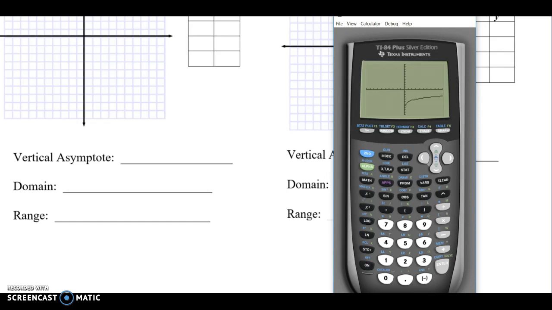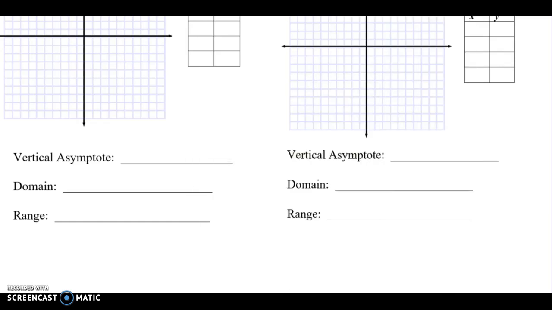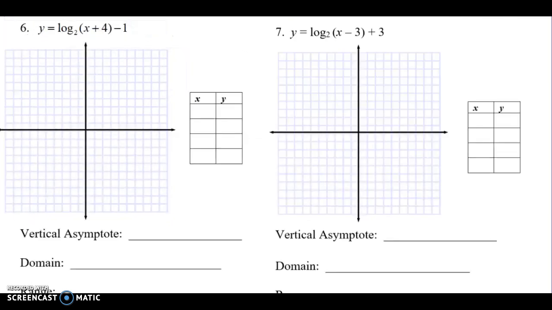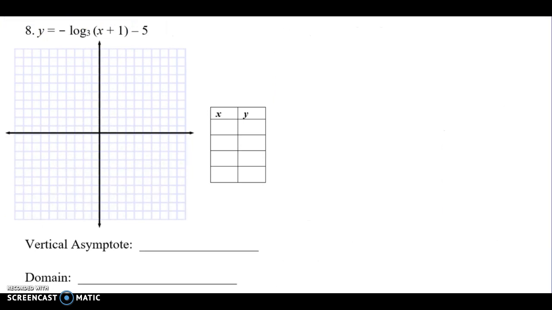Okay, the last one I'm going to do with you is number 8. So go ahead and flip to the back. Number 8. Before we even graph it, what are the transformations? Write them out to the side, or you have plenty of space down below. What are the transformations that are happening?